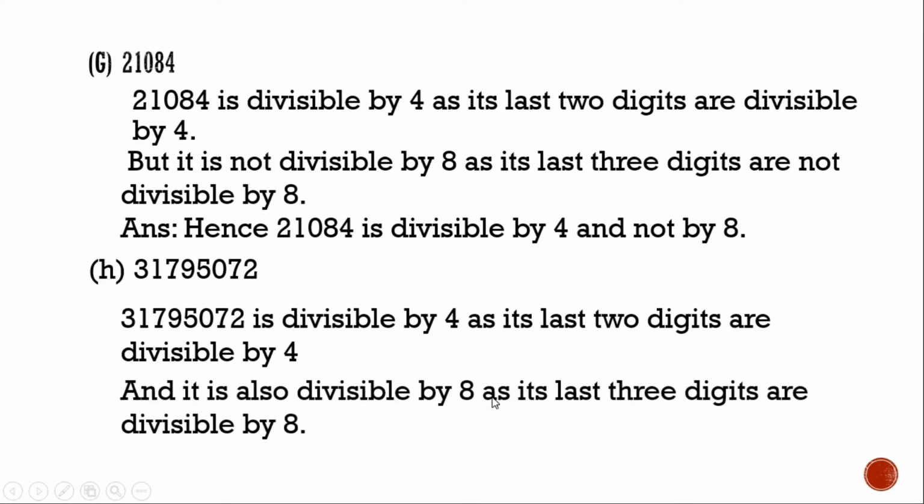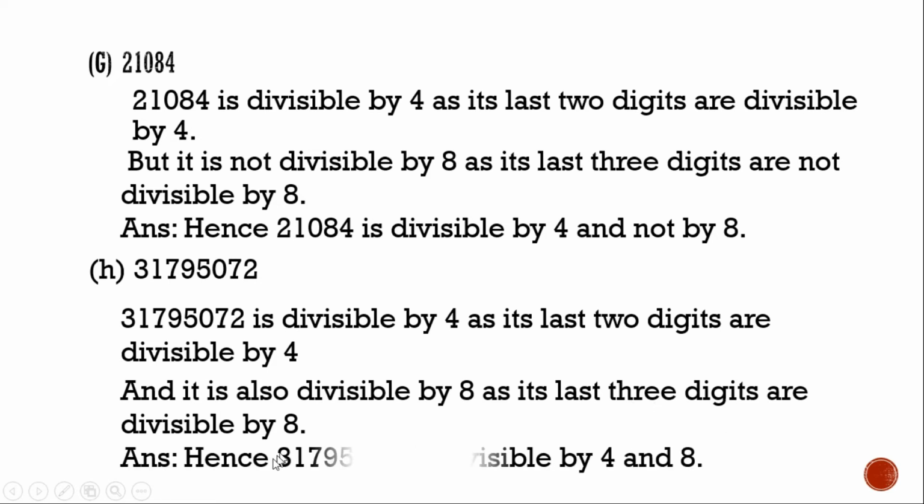It is also divisible by 8 as its last three digits are divisible by 8. So what is our answer? The given number is divisible by 4 and 8. Let us go to the next sum.